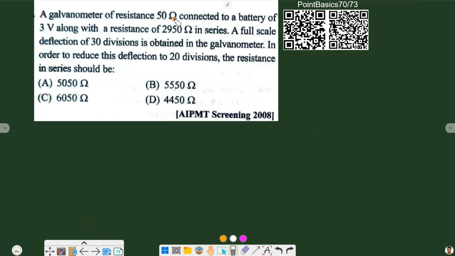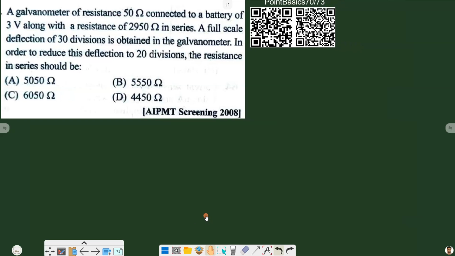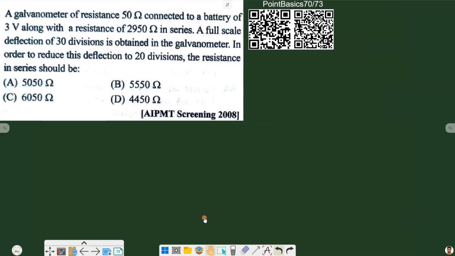Galvanometer of resistance 50 ohm connected to a battery of 3 volt with resistance 2950 ohm in series. Full scale deflection of 30 division is obtained by the galvanometer. In order to reduce the deflection to 20 division, resistance in series should be. So here full scale deflection is obtained, means current in the first scenario is equal to the maximum current of the galvanometer, or equal to Ig.